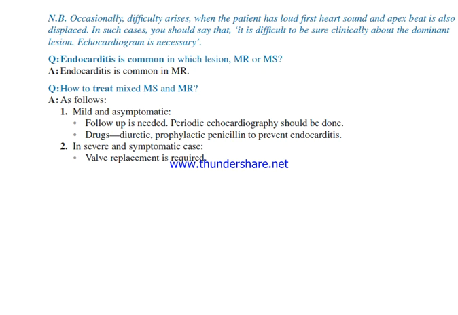How to treat mixed MS and MR? As follows: mild and asymptomatic, follow-up is needed. Periodic echocardiography should be done. Drugs such as diuretics, prophylactic penicillin to prevent endocarditis. In severe and symptomatic cases, valve replacement is required.